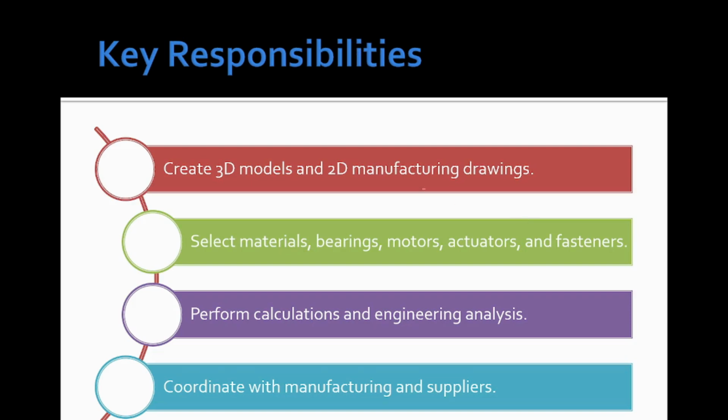Now the question arises: what are the responsibilities of a mechanical design engineer? Initially we knew that only creating 3D models and manufacturing drawings is the responsibility. But now we know that selection of materials and other BOP, that means bought out parts, items such as bearings, motors, actuators and fasteners are decided with the help of proper calculations. And then after releasing these drawings, we also coordinate with manufacturers and suppliers so that whatever we designed is manufactured properly.